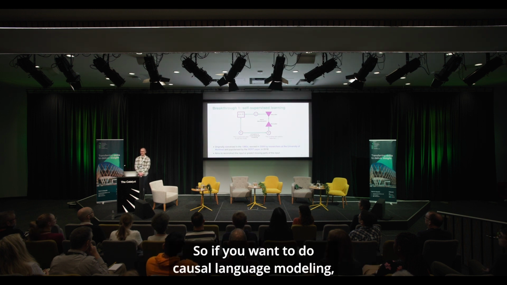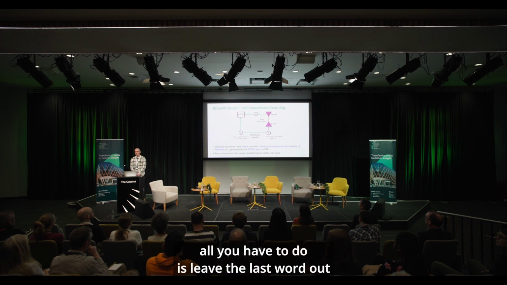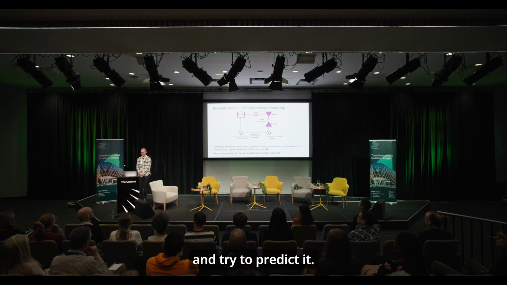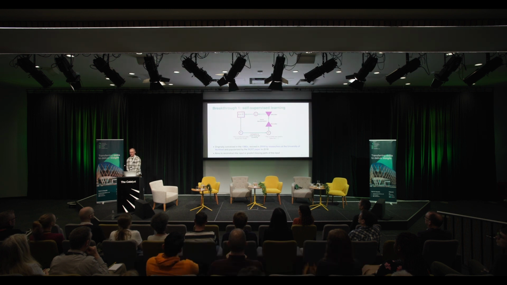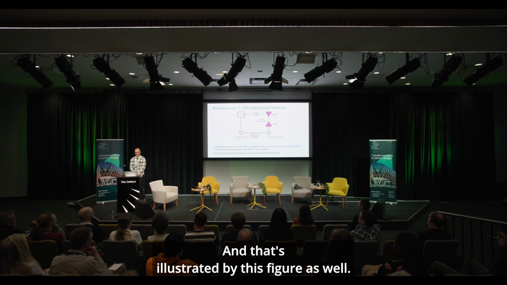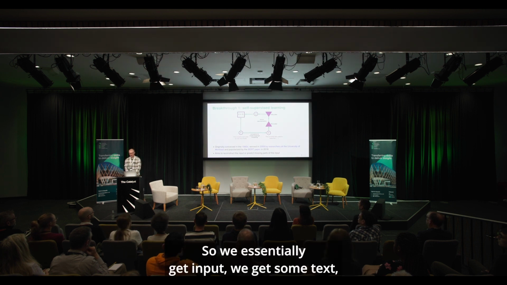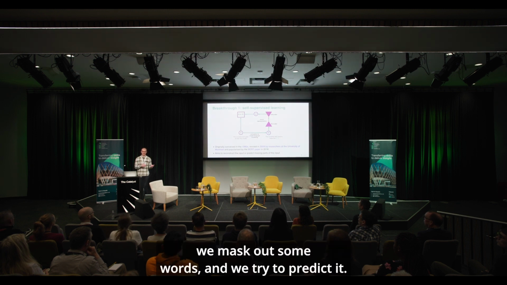If you want to do causal language modeling, which is essentially how GPT-based models are trained, all you have to do is leave the last word out and try to predict it. That's called causal language modeling. You can also do masked language modeling if you want to train a BERT-type model, where you try to predict a random word from your training corpus. That's illustrated by this figure as well. We get some text, we mask out some words, and we try to predict them.